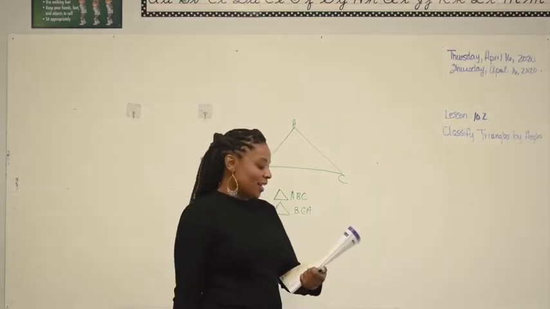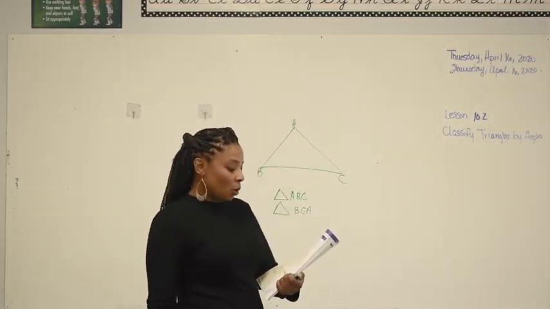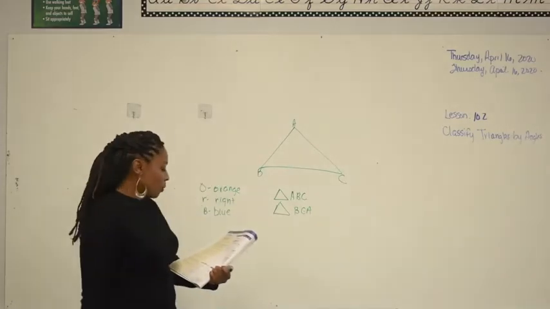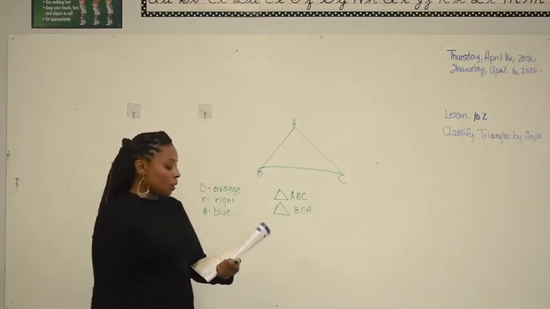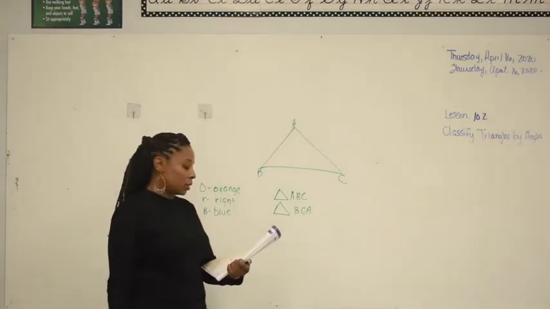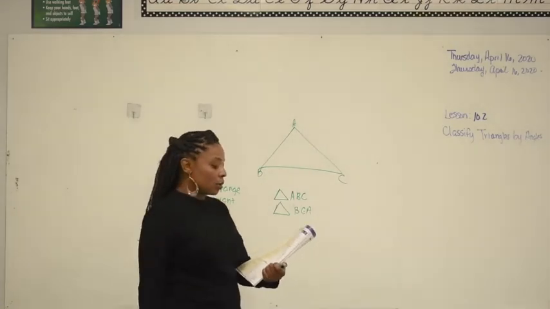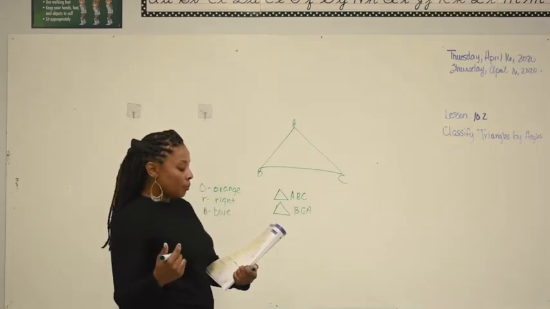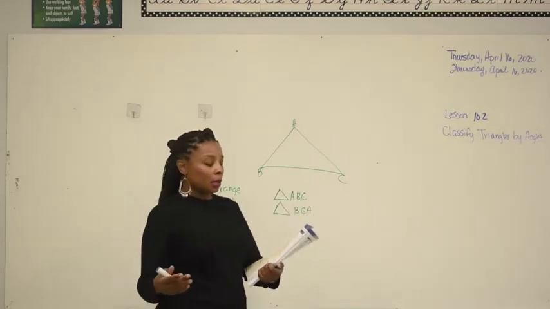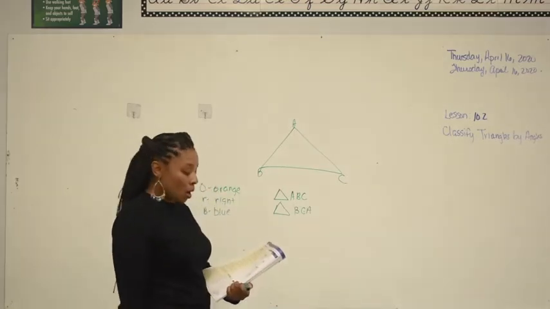So use the triangle code. So obviously, if you're going to put an O in it, that means it has 3 acute angles. If you're going to put a B inside of the triangle, that means it has an obtuse angle. And if you're going to put an R in the triangle, that means it's going to have a right angle in it.